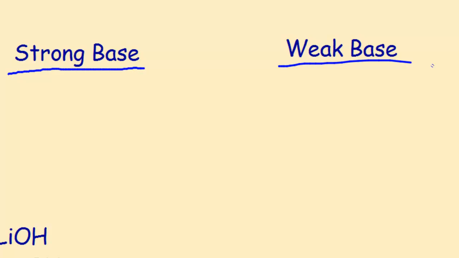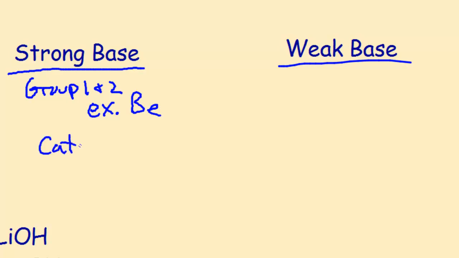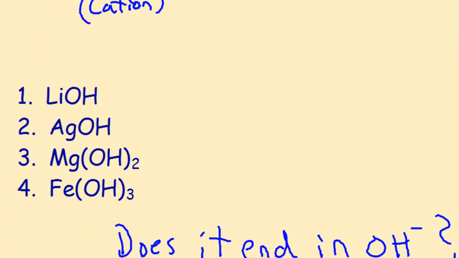So then, just like acids, we have to define strong. For our purposes, group 1 and 2, except beryllium. So we consider a base strong if the cation, the positive ion, is in group 1 or group 2, the first column or second column on the periodic table. We call it strong, except beryllium. Everything else is weak.